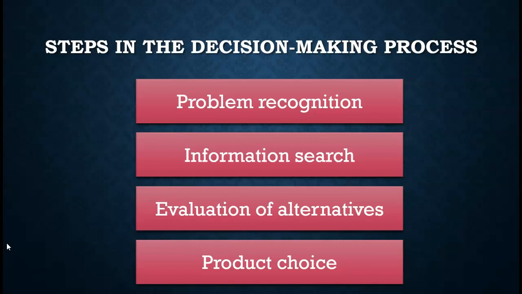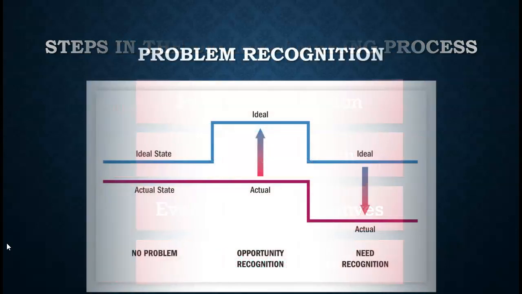So the first one is problem recognition, and then it's information search, evaluation of alternatives, and product choice. So we will go into further detail about each of these.